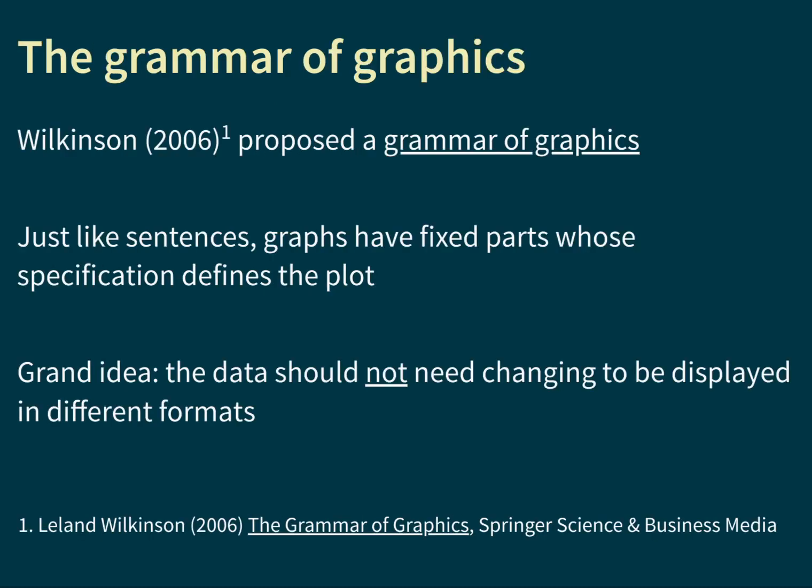The grammar of graphics is a relatively recent idea that was proposed by Leland Wilkinson in a book published in 2006. The idea is that just like ordinary sentences in human language have various fixed grammatical parts, like there has to be a noun, there has to be a verb, those have to be connected in some way, etc. In the same way, scientific graphs also have fixed parts that have to be combined in some way, and specifying these fixed parts is what actually defines the plot.